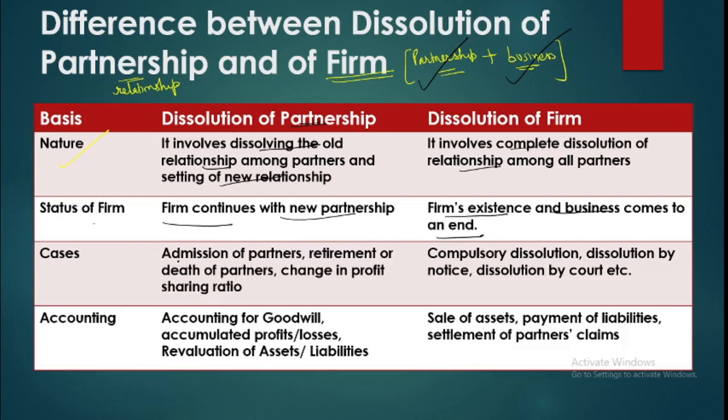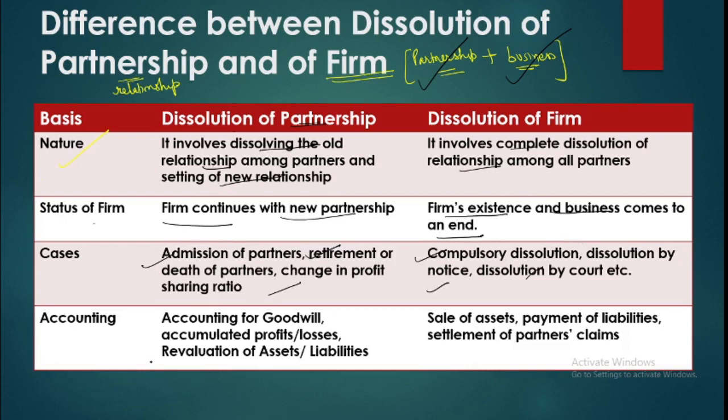So when do we have the dissolution of partnership? It happens at the time of admission, retirement or death of a partner, or change in profit sharing ratio. Whereas dissolution of the firm happens when it's a case of compulsory dissolution, dissolution by notice, or dissolution by court, etc. So these are some of the cases when the firm is dissolved.